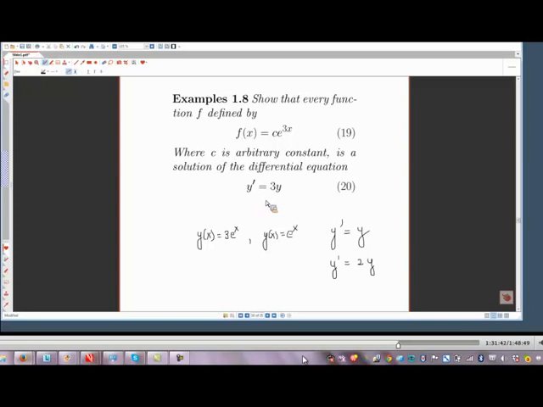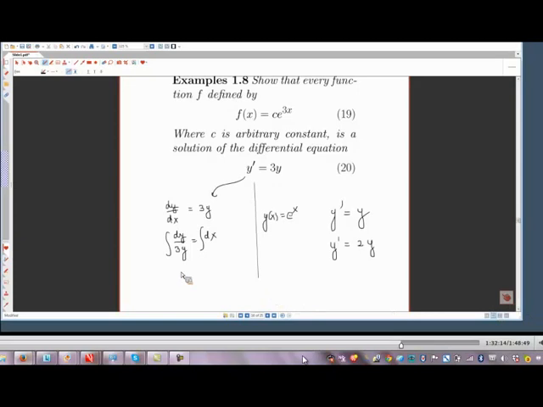Let me keep this discussion separate and jump up to here: y prime equals 3y. So dy over dx equals 3y. dy over 3y is dx, you have already done this. Integrate both sides. What I am doing right now is solving this differential equation.